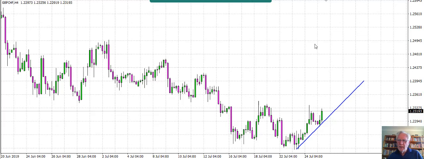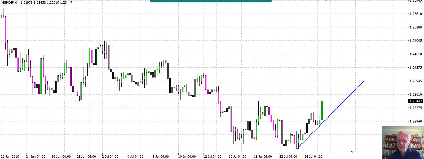Sorry, there we are. After we've drawn this line, we don't have to do anything else, because now the name of this line is input into the expert advisor, and it will watch this line. And if the price breaks it in a bearish direction, according to certain rules that avoid false breaks, it will open the trade automatically and put in your stop loss and your take profit target as you instructed it. So I'm going to let it run now and see what happens.